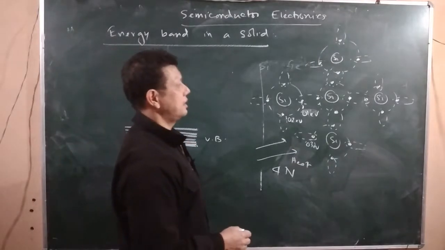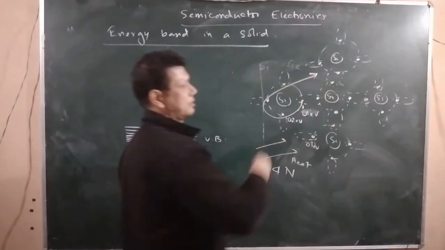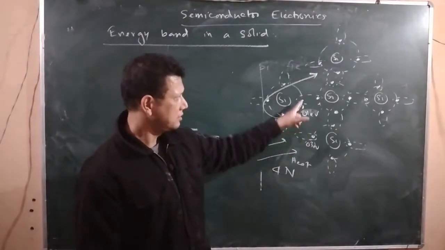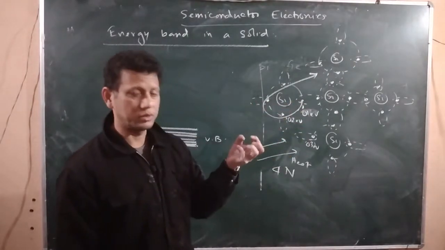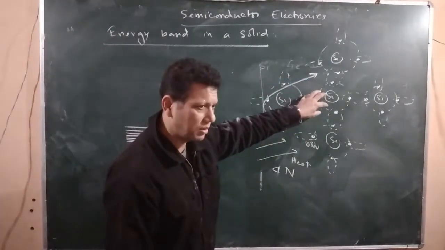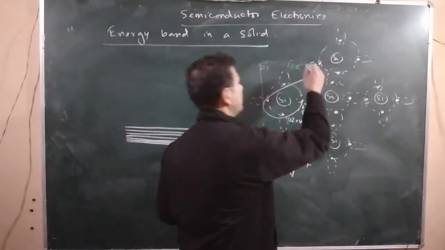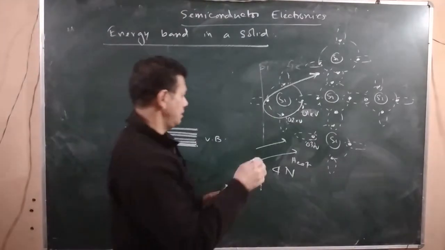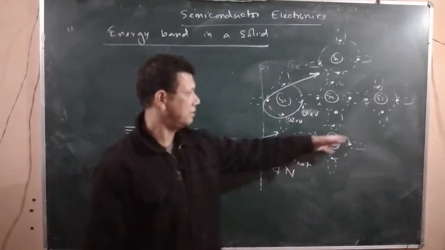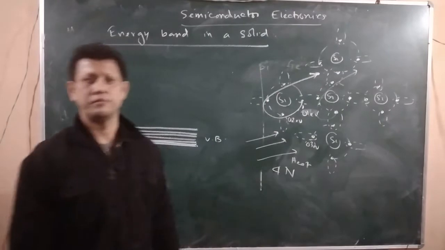Due to this gain of extra energy, they will come out of the bonding. They will break the covalent bonding, come out and become free. This electron is now known as a free electron. So the more thermal energy is provided, the more covalent bonds will break, and more electrons will become free.